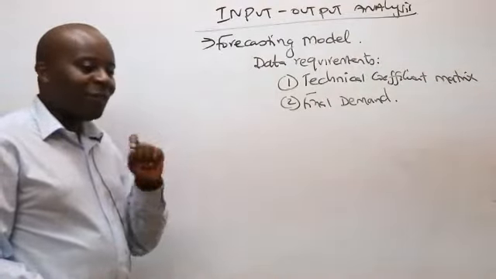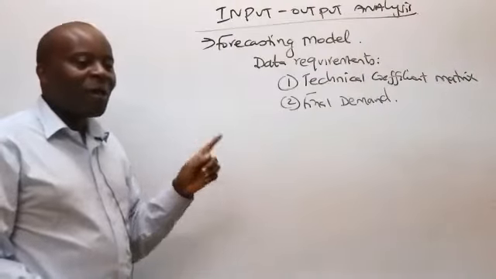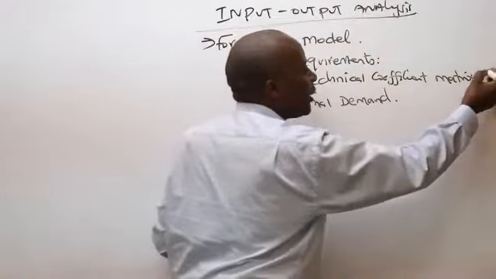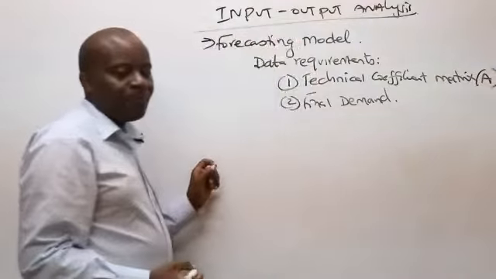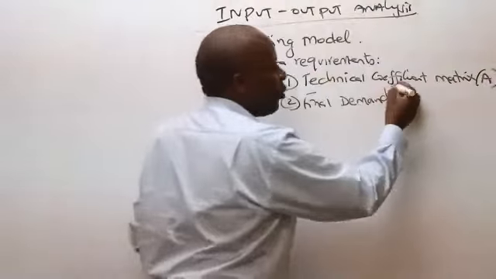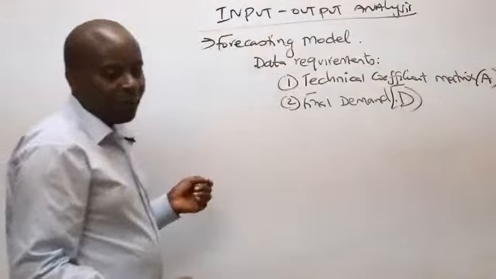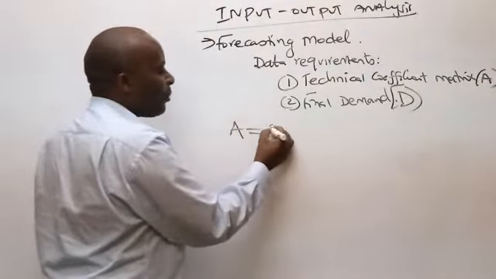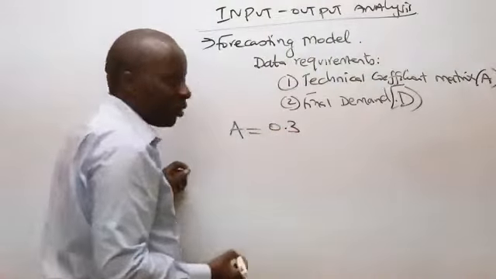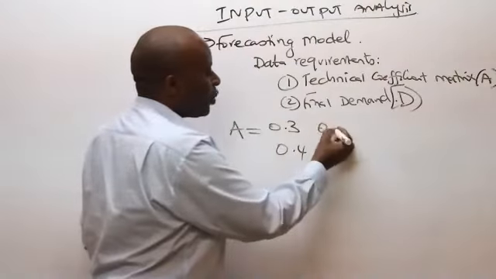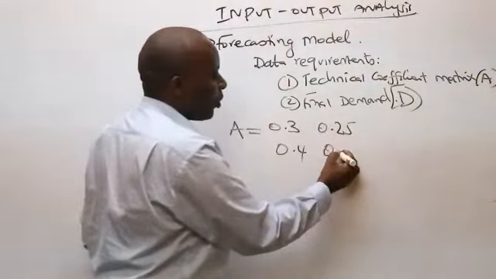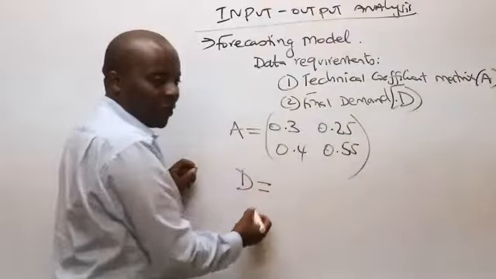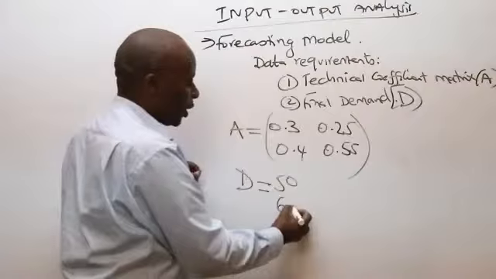Even before I define these things very well for you, I want you to know from today that the technical coefficients matrix will always be called matrix A, and the final demand matrix will be called matrix D. So consider a situation where A is given to us as 0.3, 0.4, 0.25, and 0.55, and the final demand is given as 50, 60.